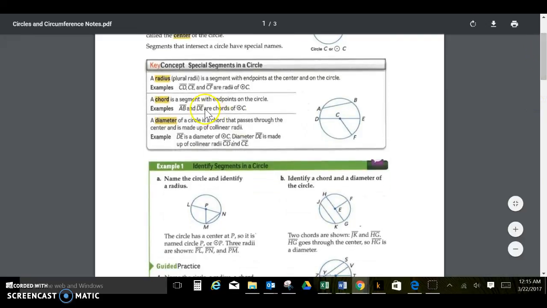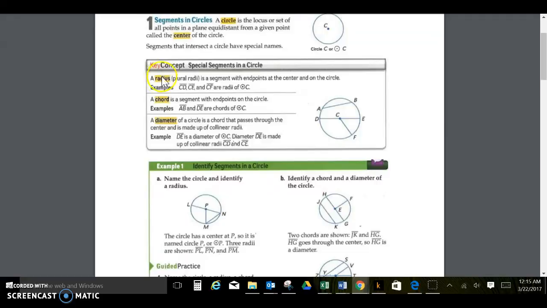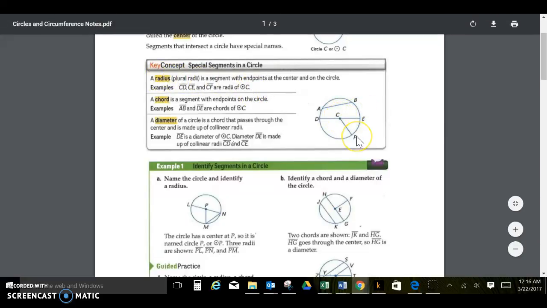Most of you should know what these are, but just real quick, you should know what a radius is. It's a segment from the center to the edge of the circle, and we give the segment symbol above when we label these things. For example, in the picture here, CD is a radius, CF is a radius, CE is a radius. So just those three.